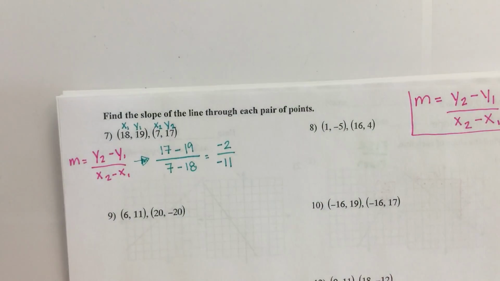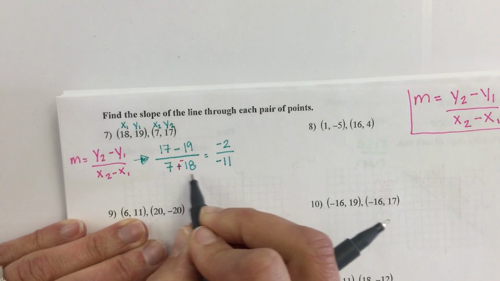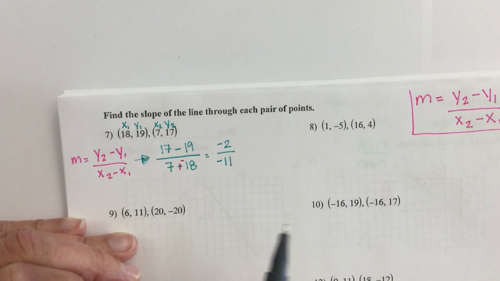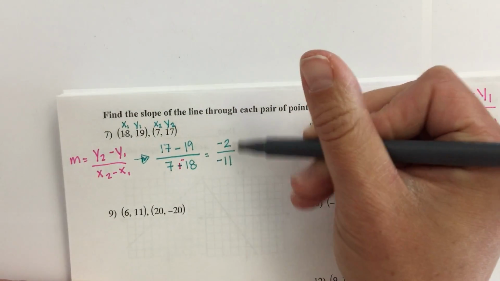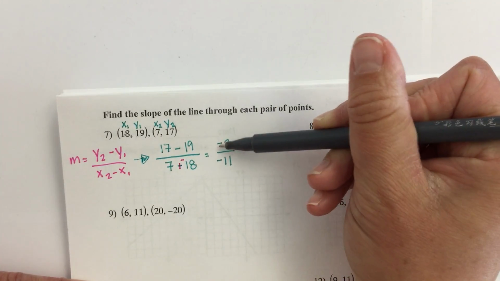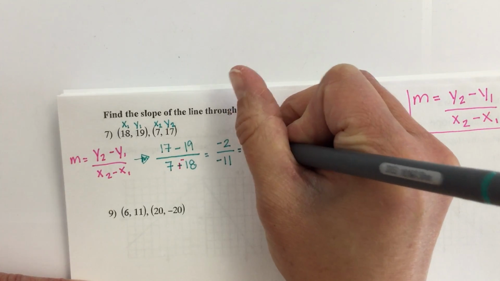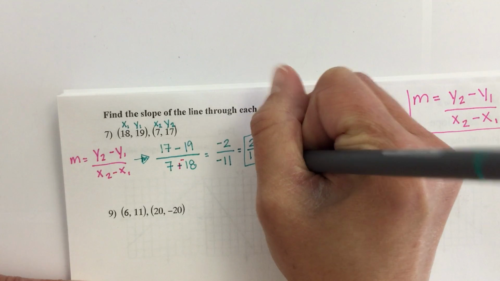Okay, you can also think of these as adding the opposite. Who wins the battle? The negatives win. How much do they win by? They win by 11. Now the last little step here, you want to see, can you simplify this at all? Well, if you have a negative on the top and a negative on the bottom, it does cancel each other out. 2 over 11 cannot be simplified, so that's your final answer.